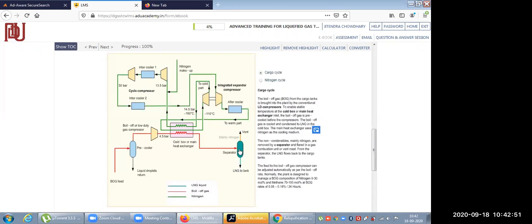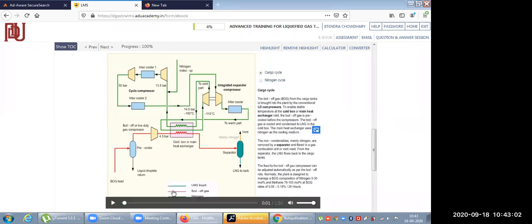and whatever LNG liquid is there just goes back to the tank. So you have this different color coding. The LNG everywhere is shown in blue liquid, nitrogen in green, and the boil off gas in red. So let's see the flow.